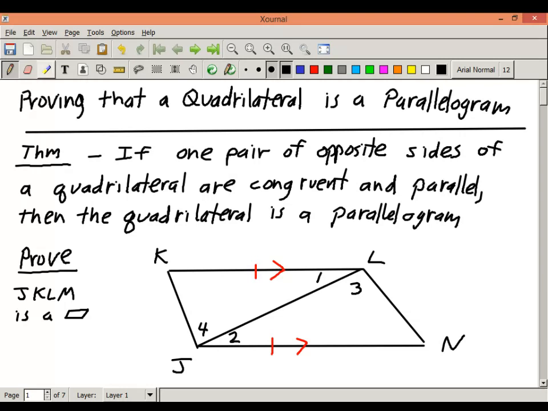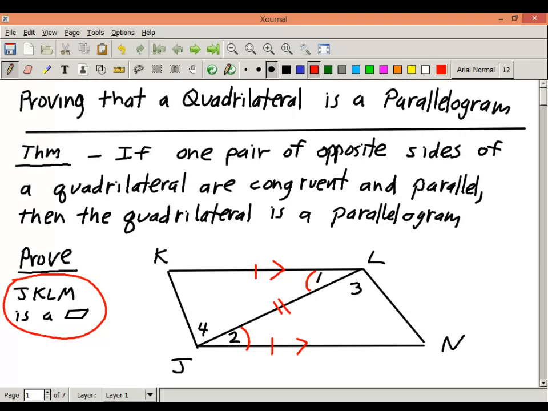And so we're going to prove that these 2 triangles are congruent. You're going to see we're trying to prove that, of course, we have a parallelogram for JKLM. This is what we're trying to prove here. So I'm going to say that JL is congruent to itself by reflexive property. And if you notice the figure, you're going to see that angle 1 is congruent to angle 2.